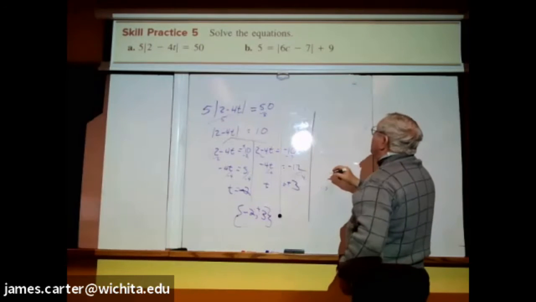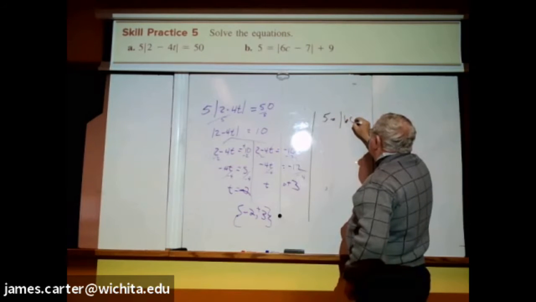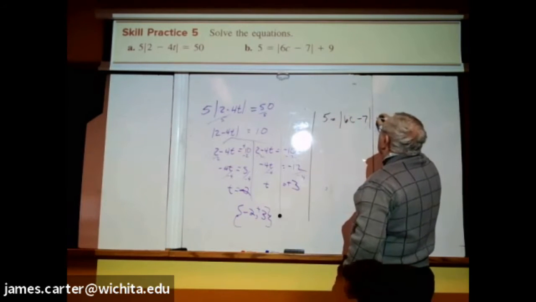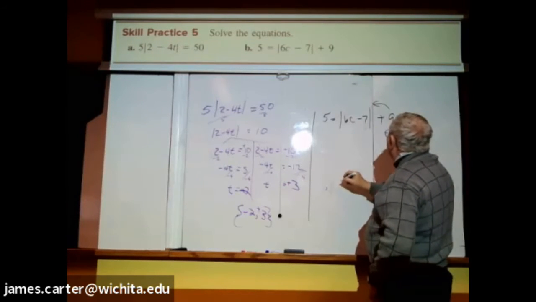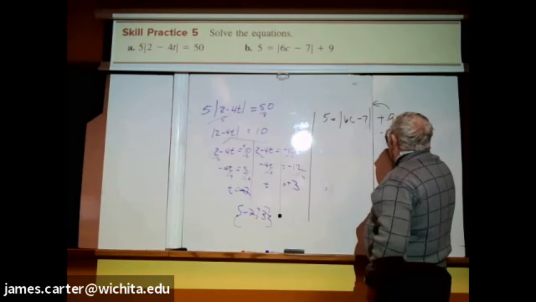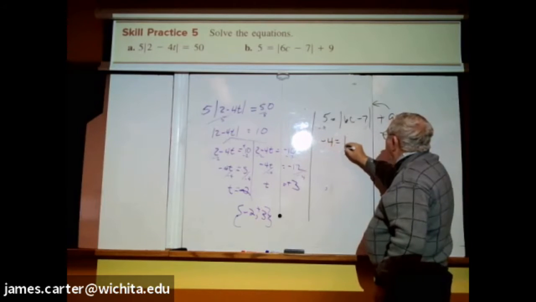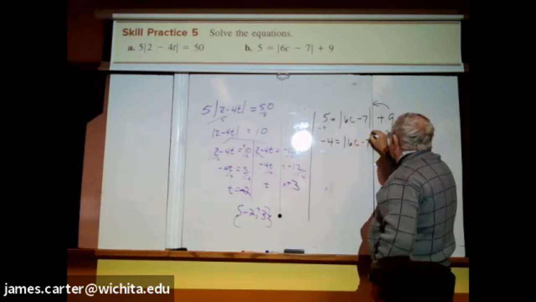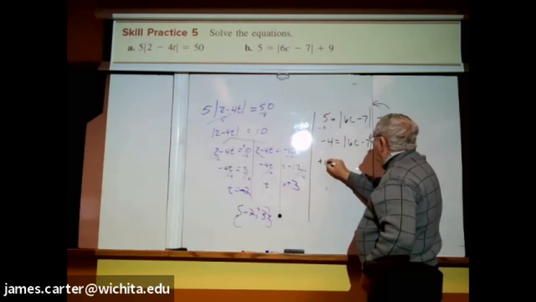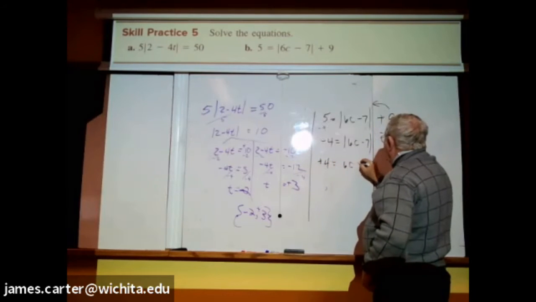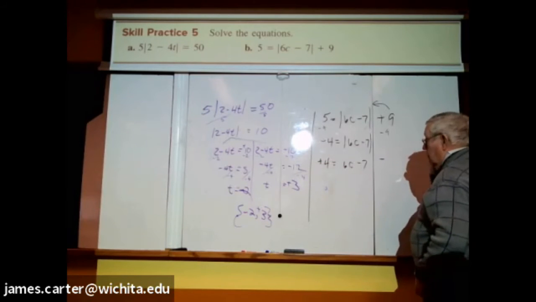Now let's work the other problem. 5 equals the absolute value of 6c minus 7, plus 9. I've got to get rid of this add-on first, so I subtract 9 on both sides. And I get -4 equals the absolute value of 6c minus 7. I take off the absolute value, I get a plus 4 equals 6c minus 7, and a -4.